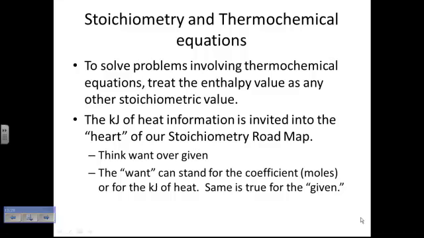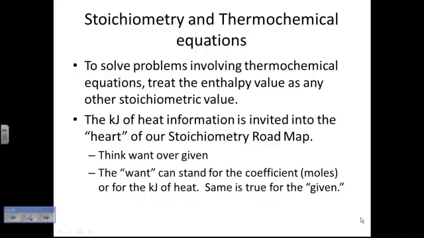So to solve our problems involving thermochemical equations, we treat the enthalpy value, that's kilojoules, as any other stoichiometric value. On our stoichiometry roadmap, in the heart of our problem, when we say want over given, we've always said that those want over givens are the coefficients from the balanced recipe. Well, now we're saying not only can they be coefficients, they can also be the kJ's from the balanced equation. So you may choose to actually write that directly on your stoichiometry roadmap.